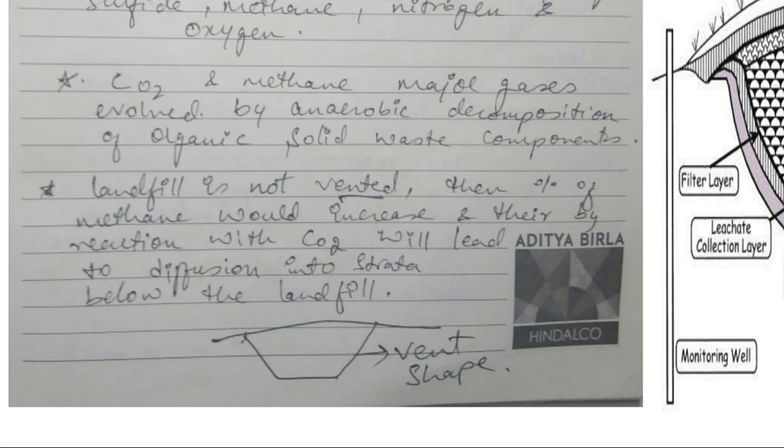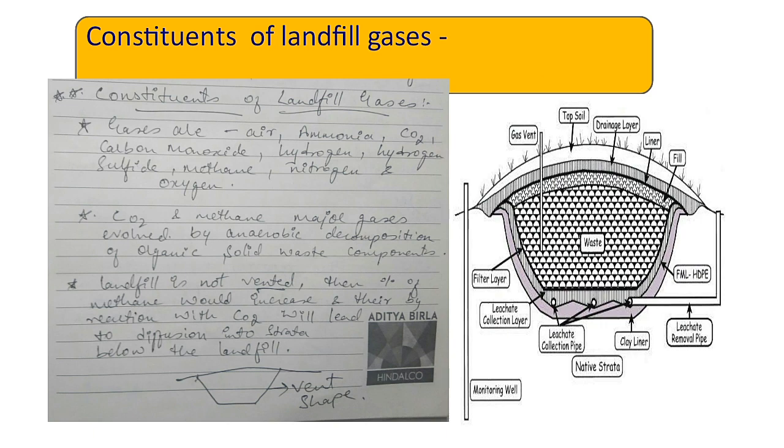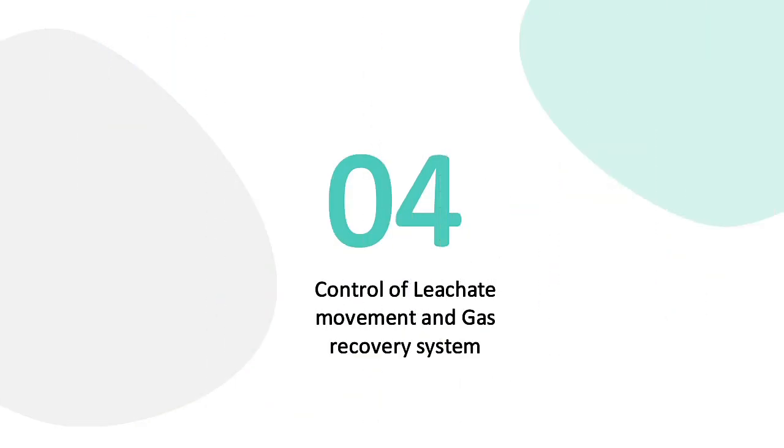To avoid such things, they provide the vent shape, due to which the clay layer will be deposited again to prevent the entry of gases to the groundwater or to the ground surfaces, even above. So they are preventing it in all the ways so that it does not enter.